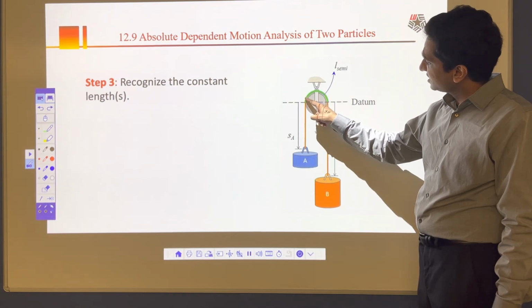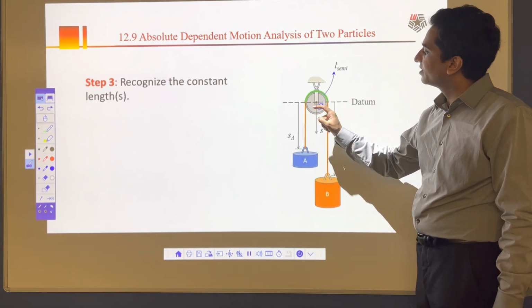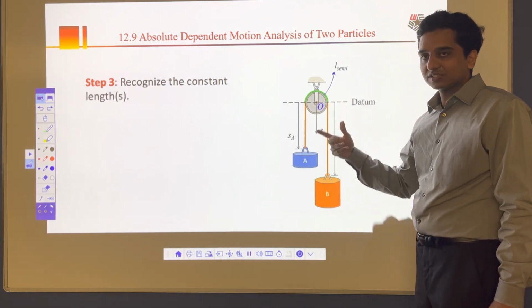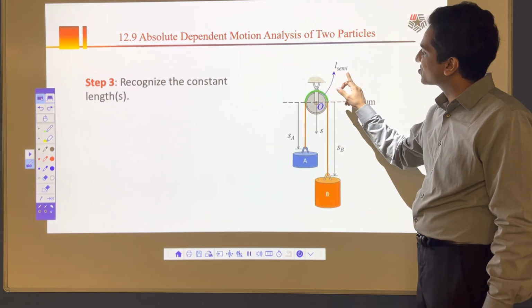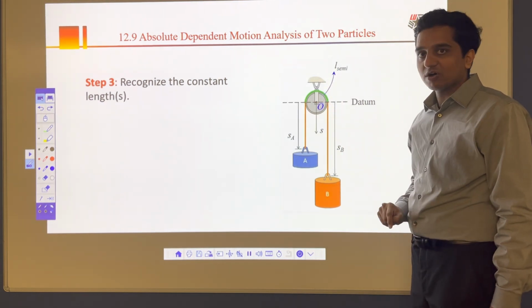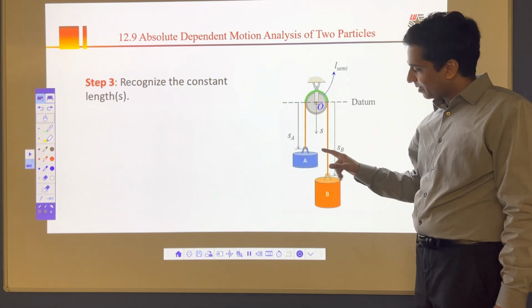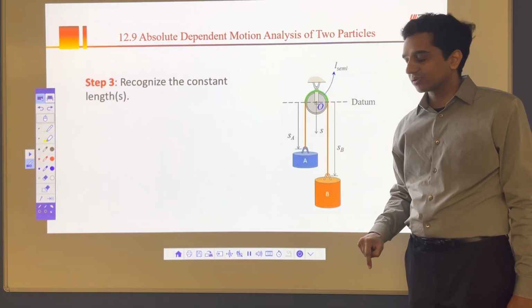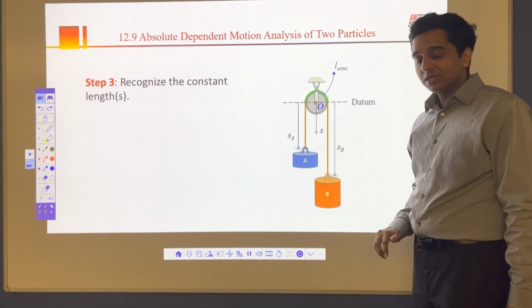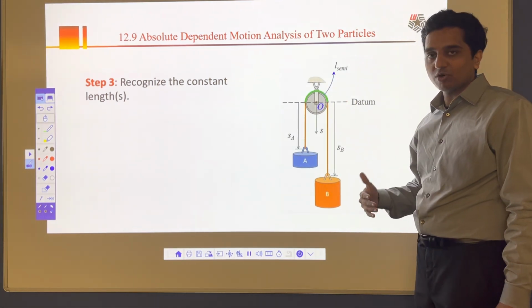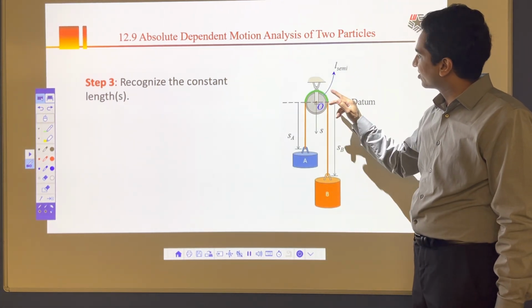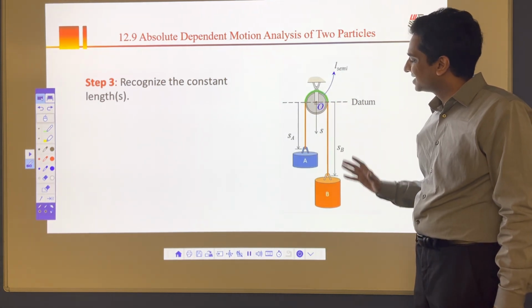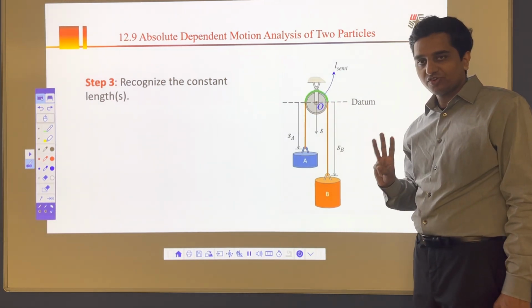However, this length is going to stay constant because the circumference of this pulley is constant, so half of whatever it is, L semi, is going to stay constant. Whatever happens, the length of the entire rope is going to stay constant from this point to this point. So keep that in mind. There will always be some constant length, and recognize that.